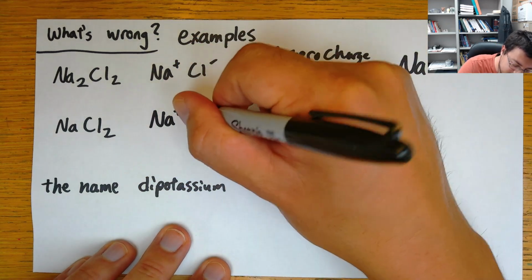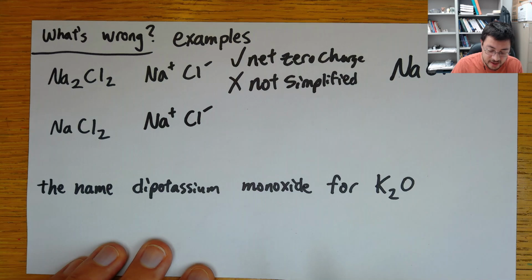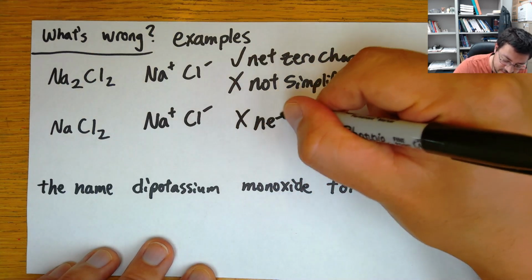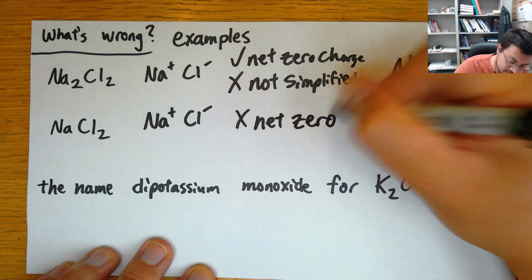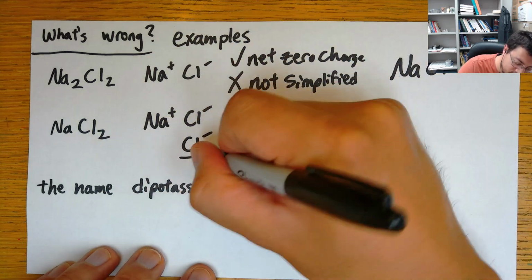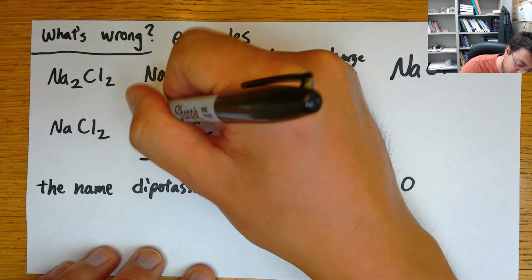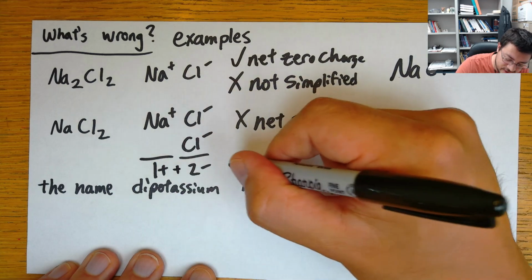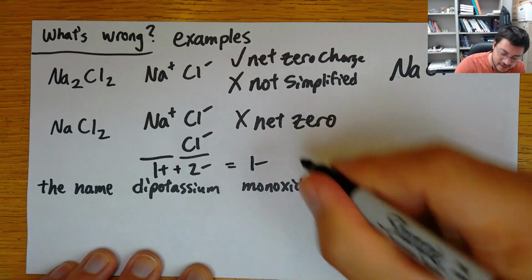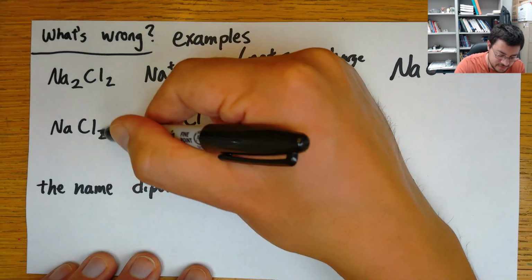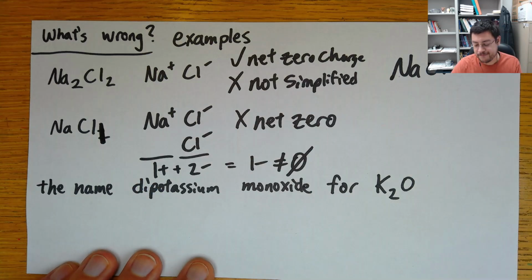Na plus, Cl minus. This one does not have net zero charge. It is not net zero. If we have 2 chlorides, we have a total of 2 minus, whereas here we only have a total of 1 plus. So if you were to add these together, you'd still have 1 minus, which is not 0, so we would just change that to a 1.